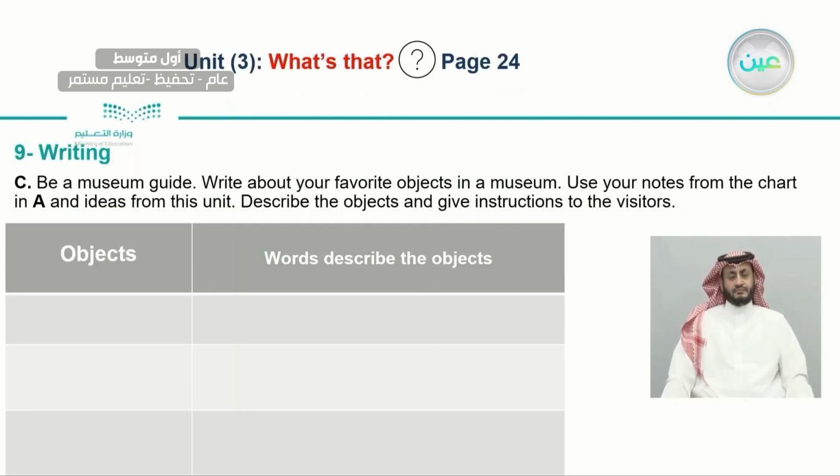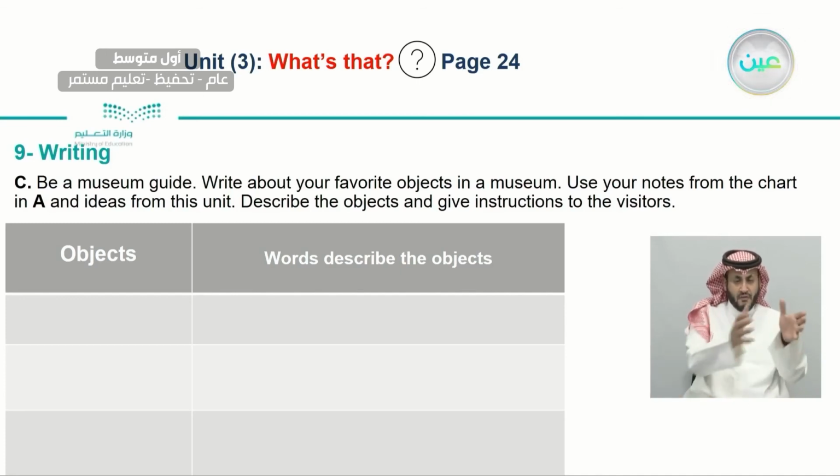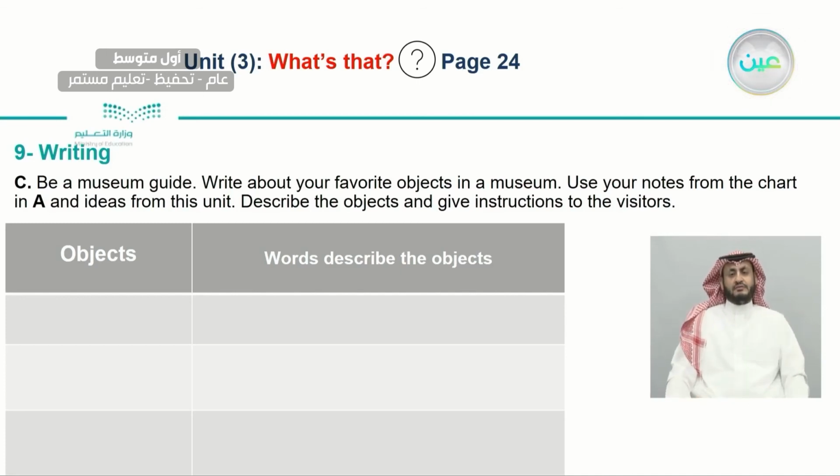Okay, let's go to letter C. Be a museum guide. Write about your favorite objects in a museum. Use your notes from the chart in A and ideas from this unit. Describe the objects and give instructions to the visitors. Imagine, this would be fun, okay? So it's like role playing. You are pretending to be the museum guide. Go around the house, play this with your parents, brothers, sisters.